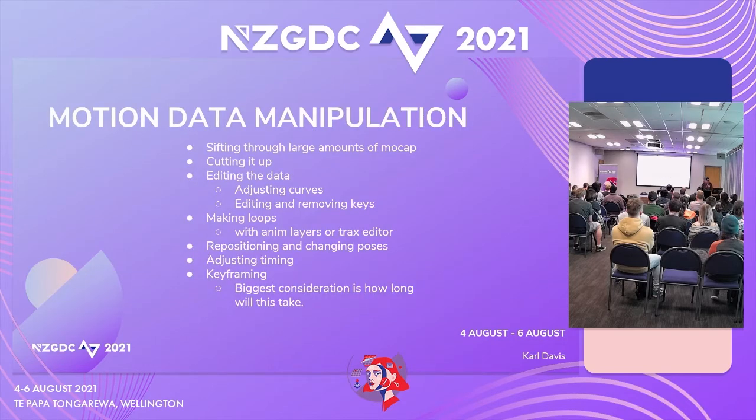Most of the animation work I do on horse racing is MOCAP, so it's all about manipulating motion data. This means anything from cutting it up, blending it together, making loops, repositioning it, changing poses and timing, and keyframing over the top. There are a lot of different ways to do this, through editing the keys directly, adding motion with animation layers or other tools.